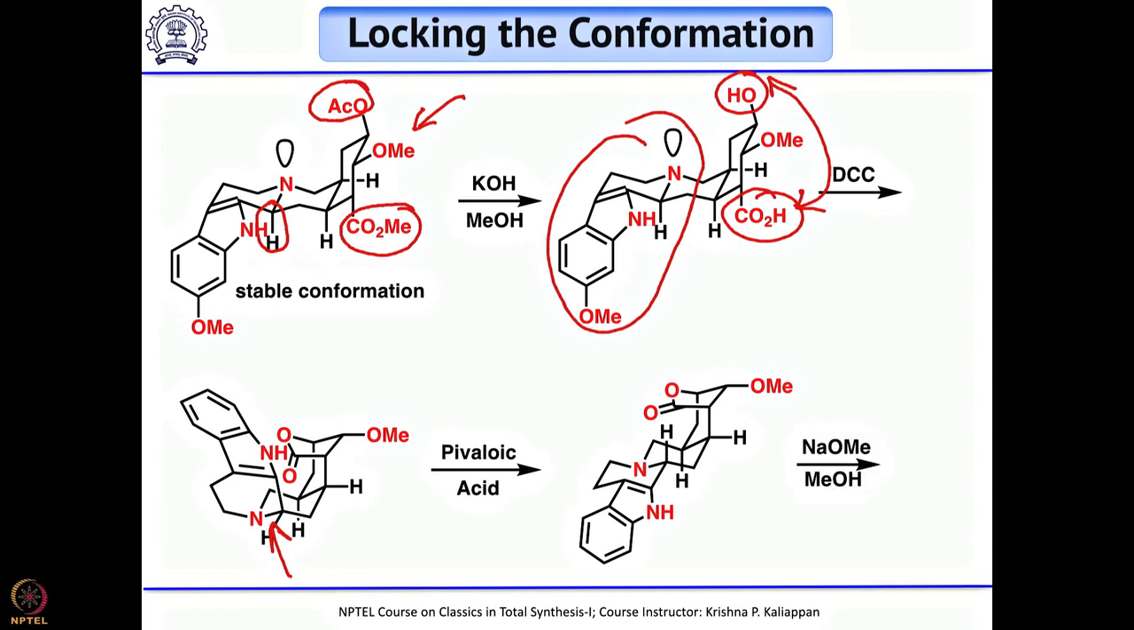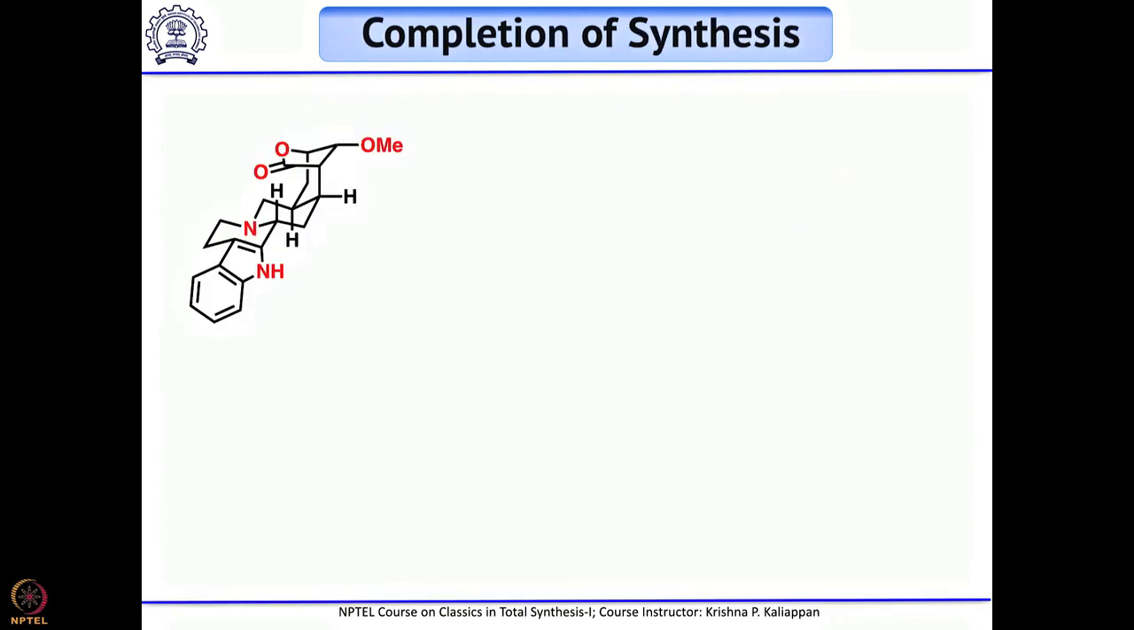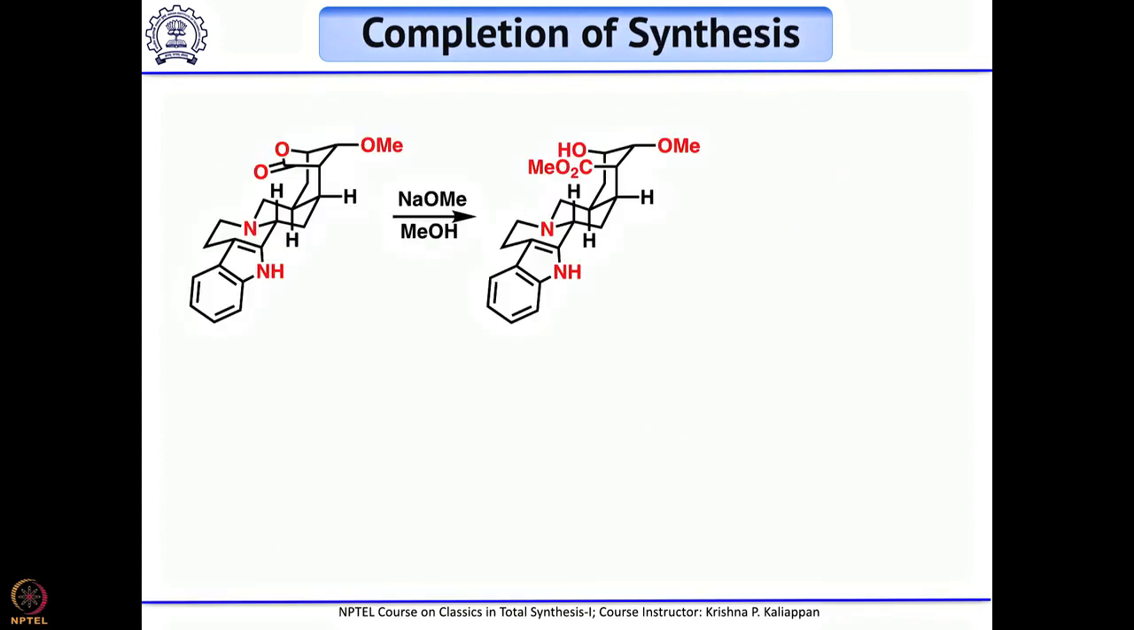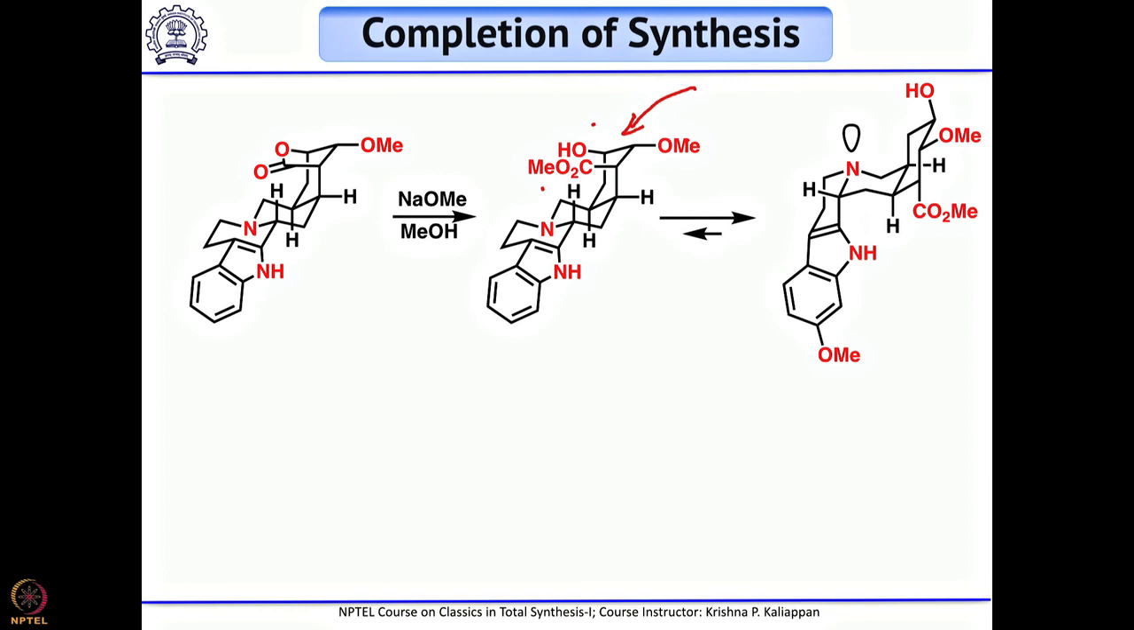Now if you look at this hydrogen, it's beta. From alpha you brought it to beta. Next is just to cleave this lactone with sodium ethoxide in methanol. When you do that, you get this compound. Now if you look at these three substituents, methoxy, hydroxyl and ester, they are all in axial positions, so that is not stable. So it will undergo ring flipping, and when it does, this is what you get, because everything will be in equatorial position now.